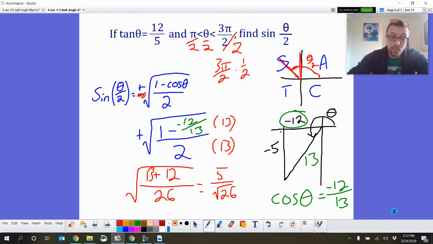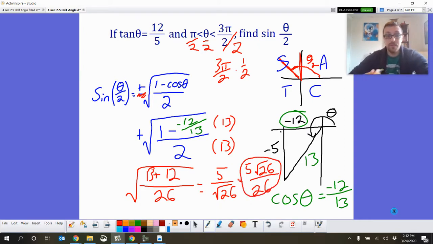I'm going to simplify that radical. 26 doesn't have any perfect square factors. No. But I do want to get that radical out of the denominator, so I'll multiply top and bottom by the square root of 26. So we get 5 square roots of 26 over 26. And that's the value of sine of theta over 2 if we were given that tangent value.